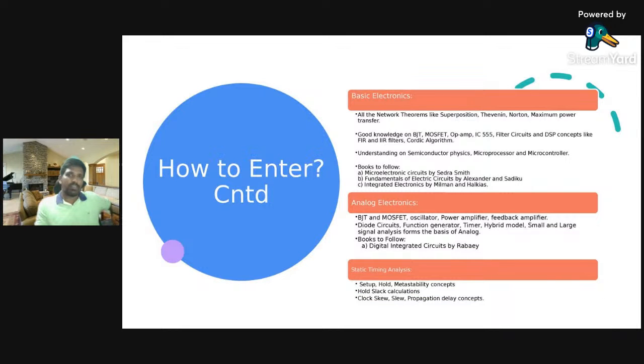We have basic electronics. From basic electronics, you need to understand all the network theorems, and have a good understanding of the MOSFET, filter circuits, and DSP concepts like FIR and IIR filters. You also need to understand semiconductor physics, like what the gate width is, where the substrate is, and how the gate impacts power and performance, and how frequency is impacted by that semiconductor-level information, right? You need a very good understanding of that in order to enter the analog industry, specifically analog verification or analog design.